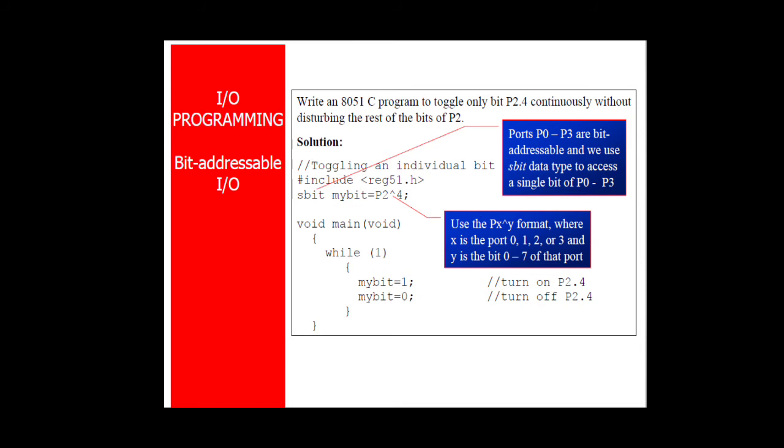So the meaning of this statement, sbit my bit equal to P2^4, is that we are accessing the fourth bit of the P2 port. We have to toggle it, so we know how to toggle the bits.